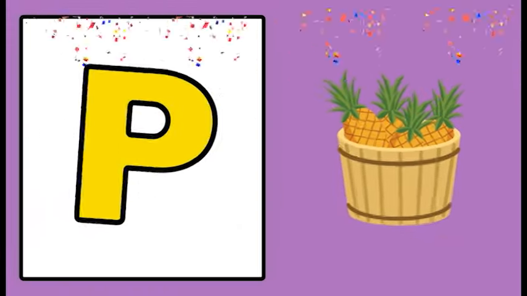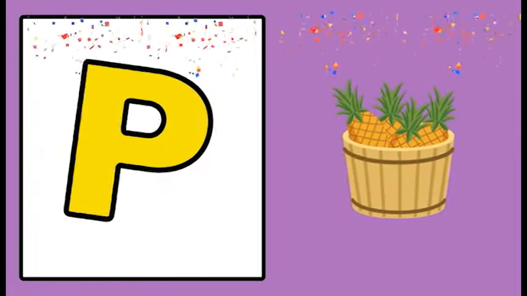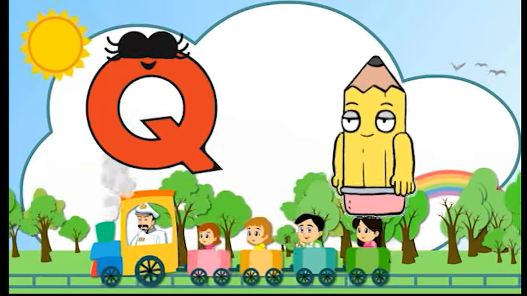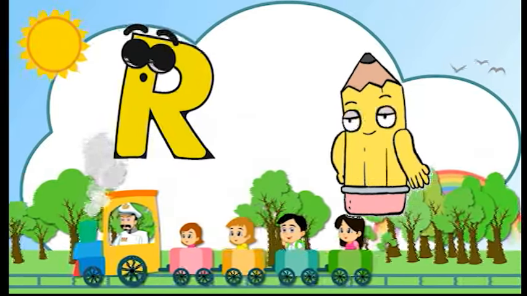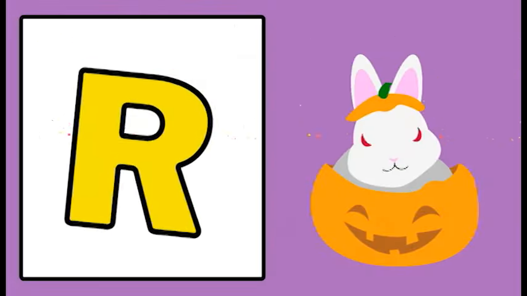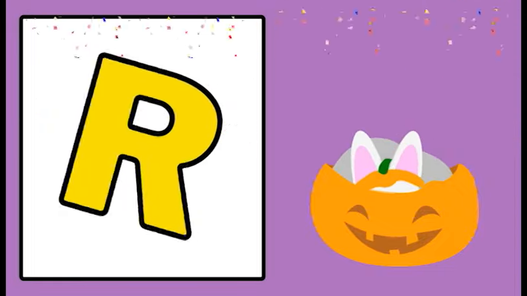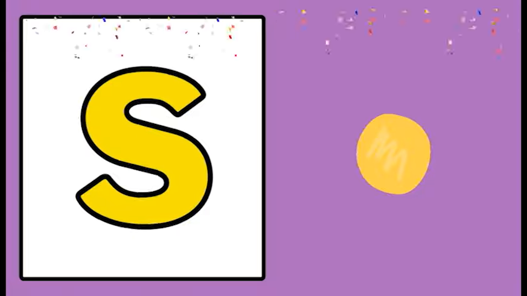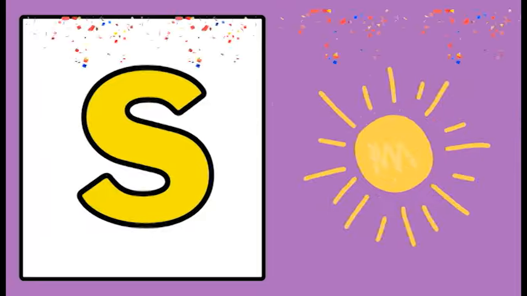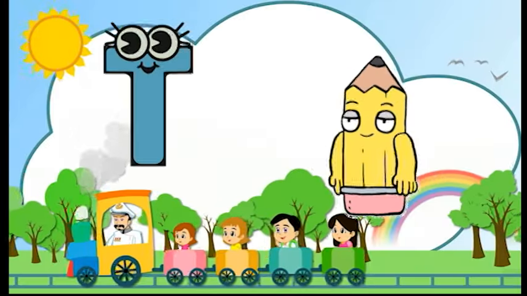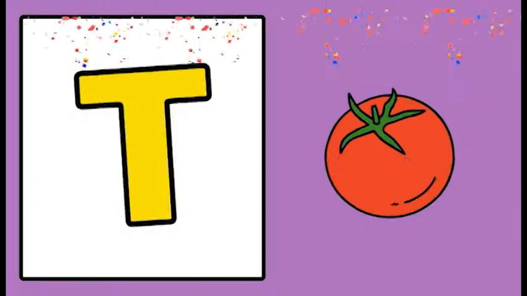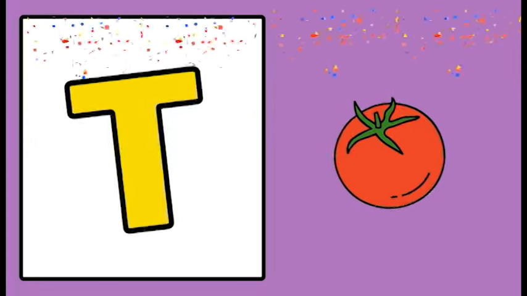Letter P. P is for pineapples. Letter Q. Q is for question. Letter R. R is for rabbit. Letter S. S is for sun. Letter T. T is for tomato.